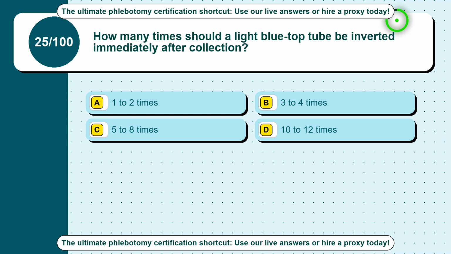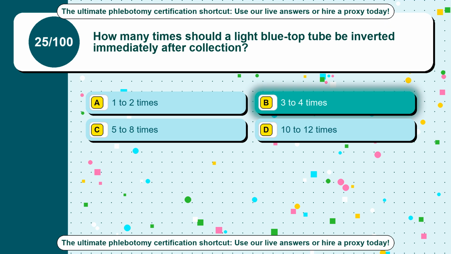Question 25. How many times should a light blue top tube be inverted immediately after collection? Option A, 1 to 2 times. Option B, 3 to 4 times. Option C, 5 to 8 times. Option D, 10 to 12 times. The correct answer is option B, 3 to 4 times.